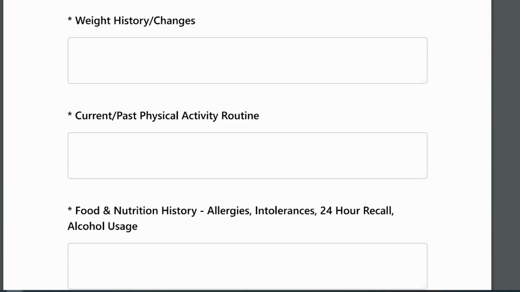Under weight history and changes, I indicate the highest and lowest weight and also the weight trend for the individual. During the first appointment, I have a conversation about weight. Is this a metric to track?